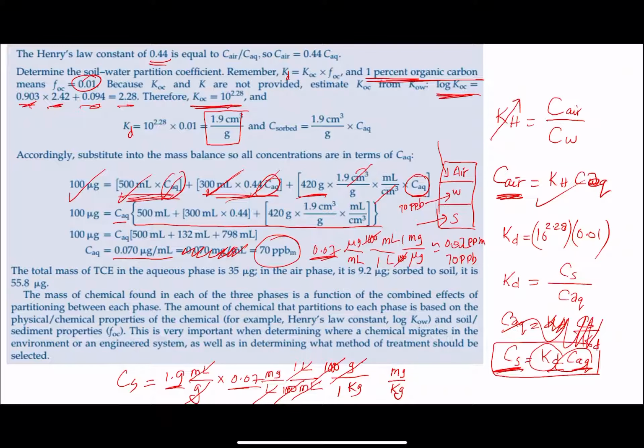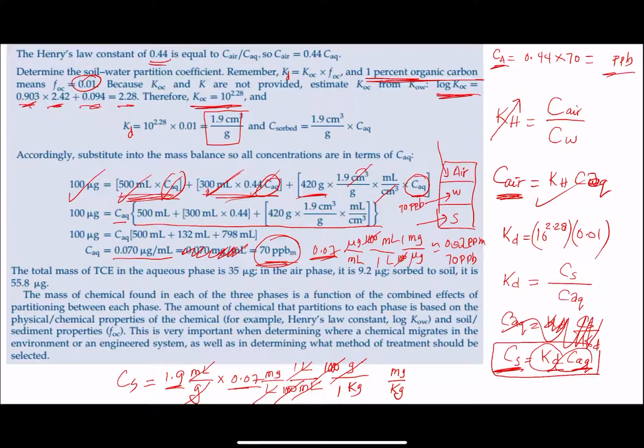If you want to find out the concentration of the organic in the water, we found it, C aqueous. In the air, very simple. The concentration of the organic in the air phase is equal to 0.44 times C aqueous. C aqueous was 0.07, or you could use 70 parts per billion if you want to. And that's going to give you the answer in parts per billion. So the concentration of the organic in the air phase is in parts per billion.